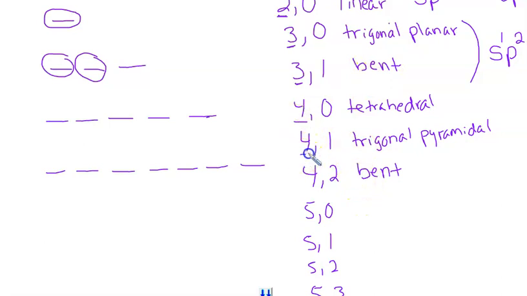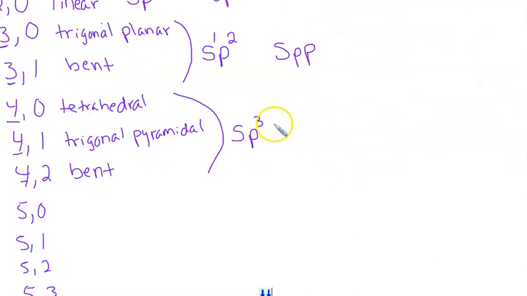But they all have 4, which means I need 4 bonding things to blend. Well, I'm going to need all of these. I'm going to need 1 S, and I'm going to need 3 of the P's. So 1 S and 3 of the P's. Or you're welcome to do it this way. That is another way, and this is the correct way. This is just to help you understand it.